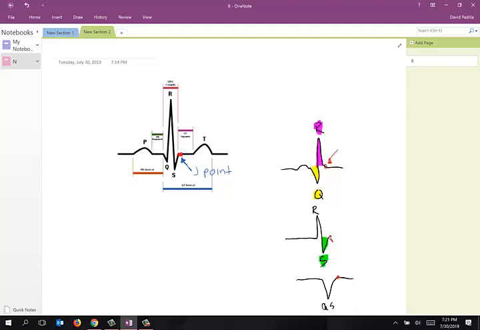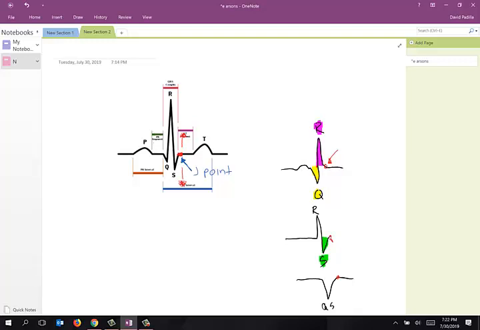Now, if that area is elevated, meaning it's higher than the isoelectric line, then that's our first cause for concern. If it's lower than isoelectric line, that can also be a concern, right? And so either one of these variables can be important to us, and so we want to be on the lookout for both.